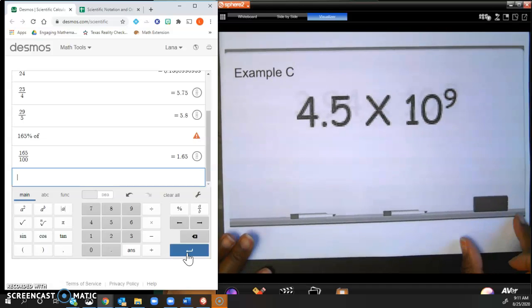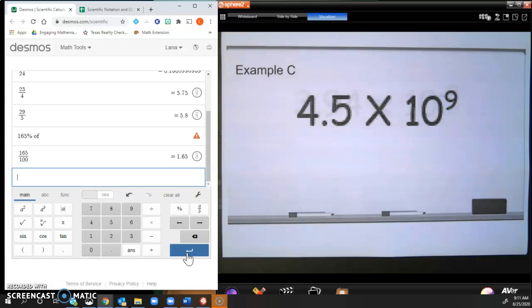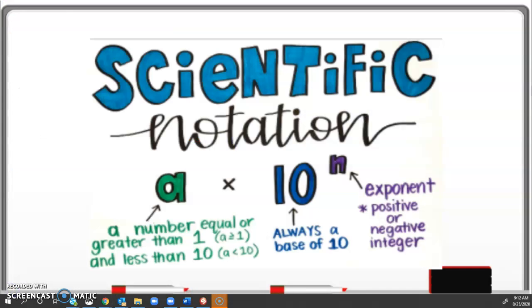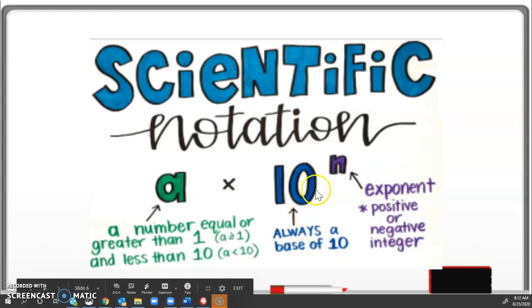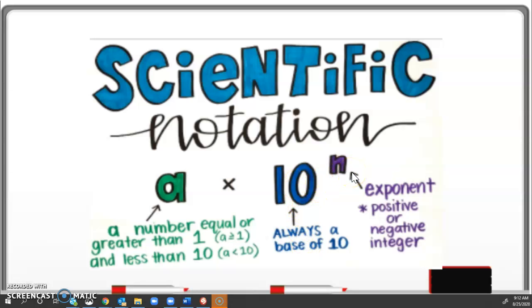Next, we are going to talk about scientific notation. One important thing to note is it is a way to write really big or really small numbers. So I have this anchor chart here, and it talks about scientific notation. So this number here would be your base of your number. And so that is always going to be a number equal to or greater than 1 and less than 10. So it needs to be between 1 and 10, okay? And you're multiplying by a base of 10.